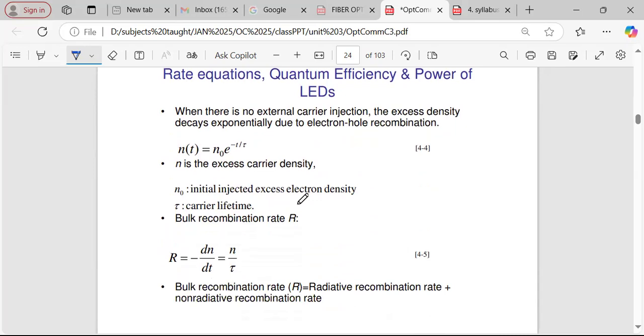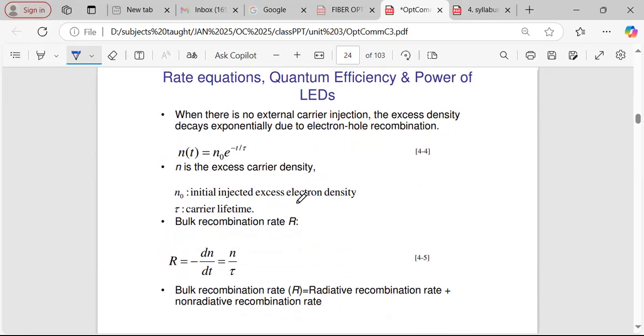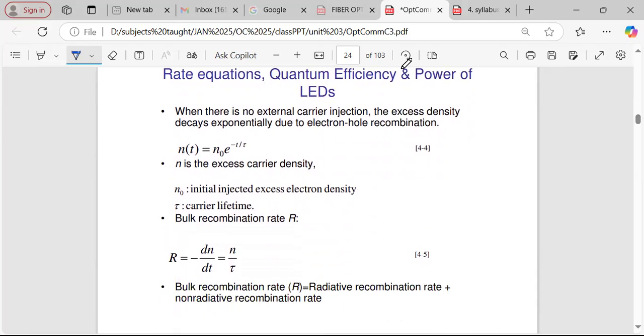So next, till now we have discussed the structure and their spectral width. Now next we have to calculate the quantum efficiency of the LED. For this, we will mainly discuss the bulk recombination rate, and from this bulk recombination rate we will calculate the quantum efficiency, which can be of two types: external quantum efficiency and internal quantum efficiency. So in the next lecture we will discuss that. We will derive the formula for the efficiency of the LED.